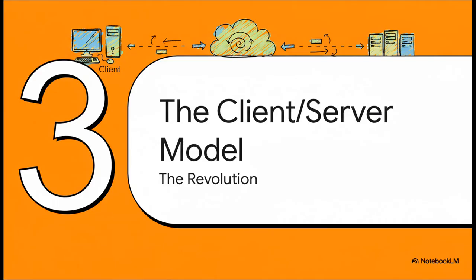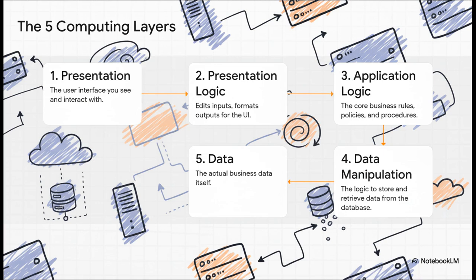This huge shift led to the dominant idea of the last few decades, what we call the client-server model. This was the brilliant solution for organizing and managing these new distributed systems in a way that actually made sense. Now, to really get the client-server model, you have to see a system as being made of 5 distinct layers. Let's use ordering a pizza online as an example.